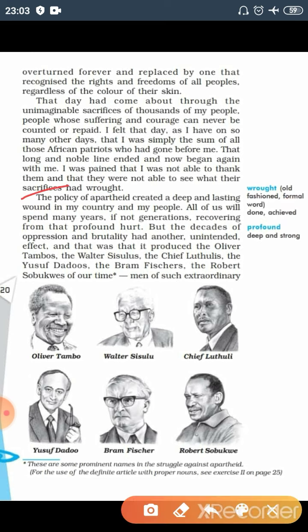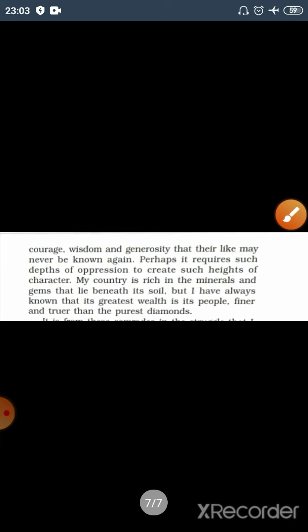The policy of apartheid created a deep and lasting wound in my country and my people. All of us will spend many years, if not generations, recovering from the profound hurt, but the decades of oppression and brutality had another, unintended effect, and that was that it produced the Oliver Tambos, Walter Sisulus, Chief Luthulis, Yusuf Dadoos, Bram Fischers, Robert Sobukwes, men of such extraordinary courage, wisdom, and generosity that their like may never be known again. Perhaps it requires such depth of oppression to create such heights of character.